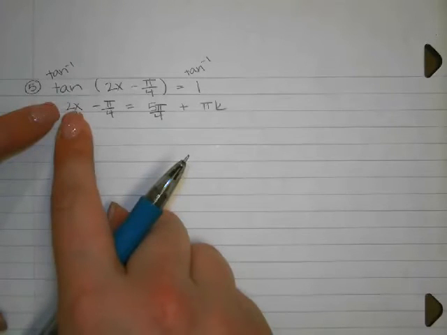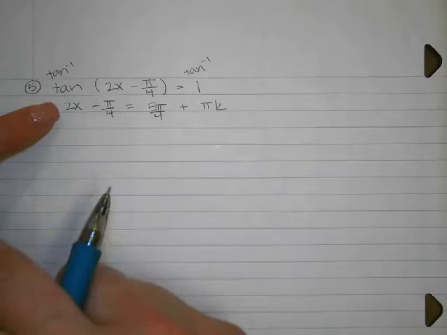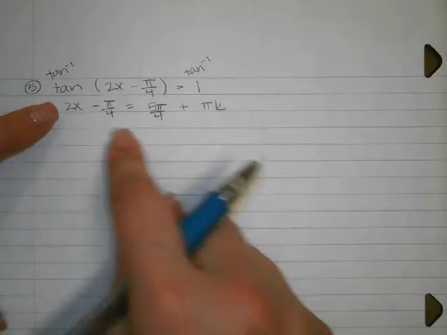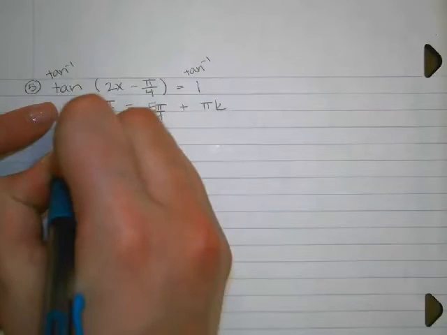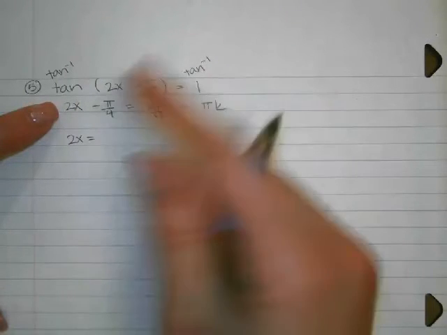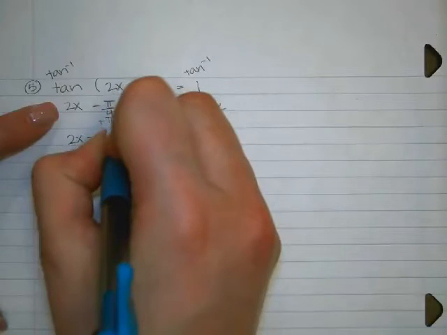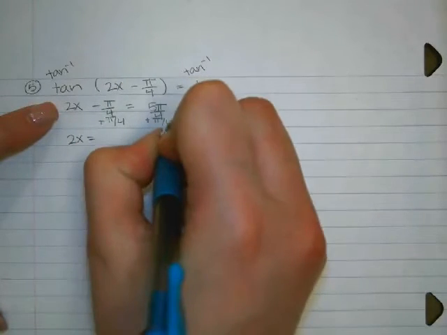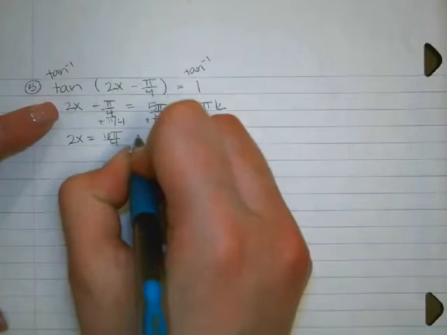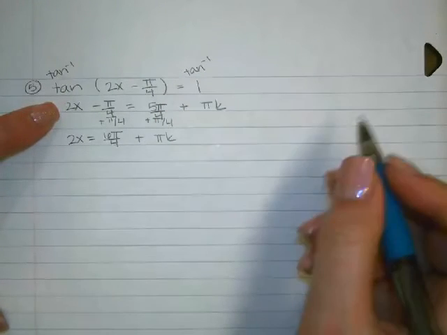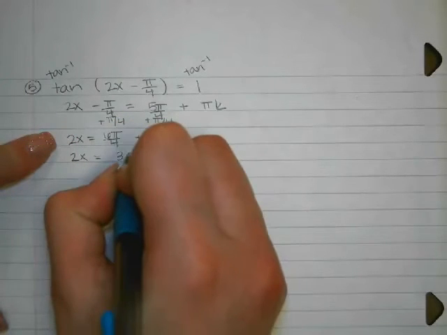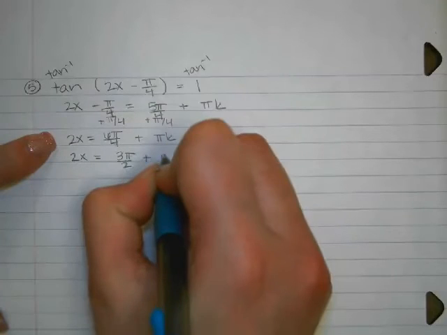So to solve for x, I'm going to think about the steps that I normally do to solve for x. And what I'm going to do is take this and just add it to the other side. So I'm going to get 2x equals 5 pi-fourths plus 1 pi-fourth, which is going to be 6 pi-fourths, plus pi k. So I'll go ahead and simplify that. 2x equals 3 pi-halves plus pi k.